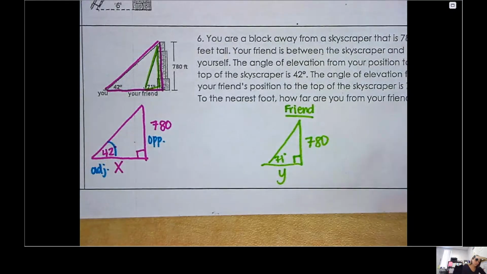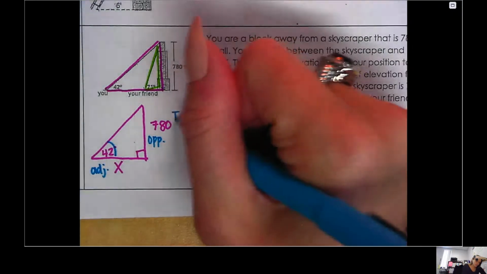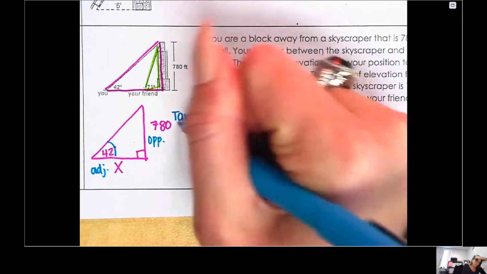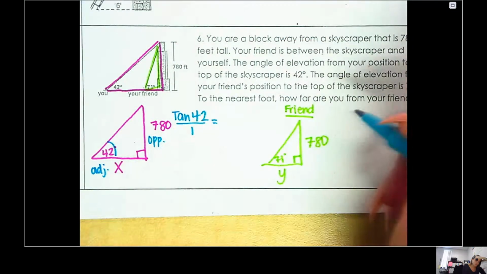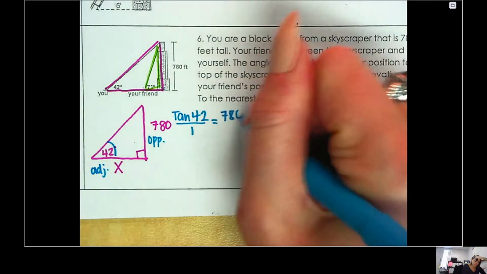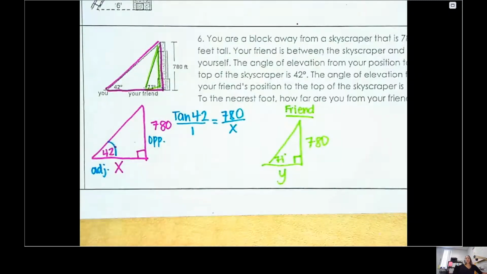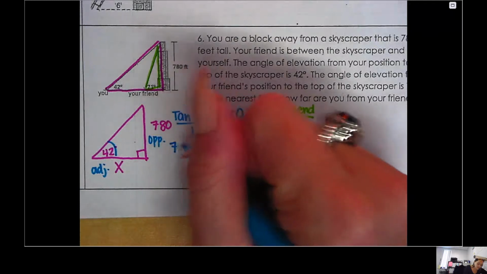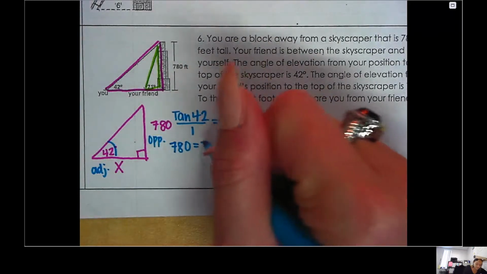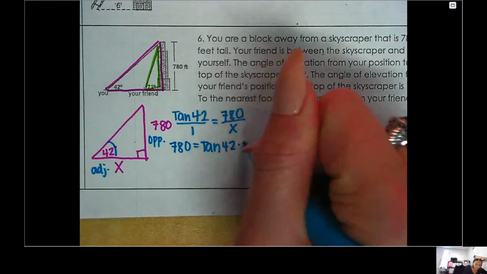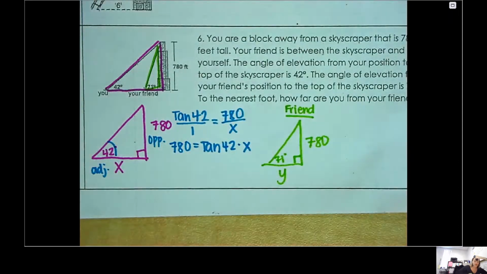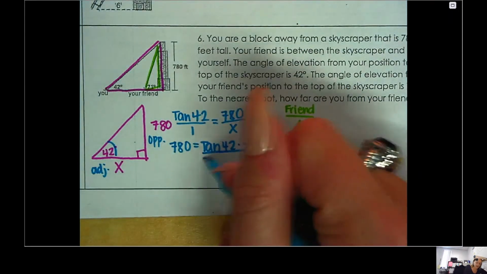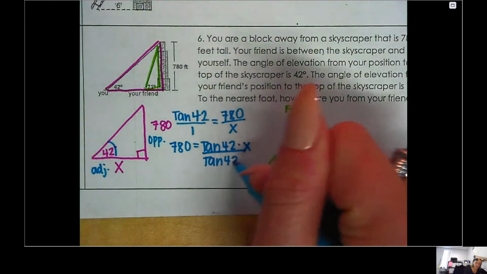Kiana, go for it. Perfect. Good job. Tan of 42 over 1 equals 780 over X, and then it's back to what we've been doing all day. Multiply across and solve for X. Okay, so I have to divide both sides by tan of 42.